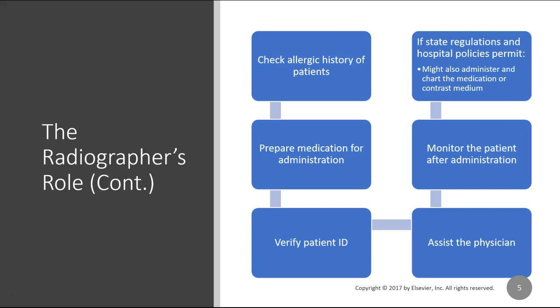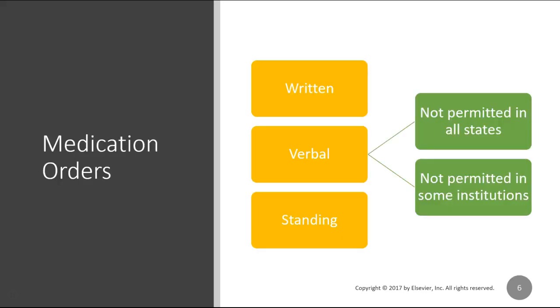Okay, so what we're going to do is check the history on the patient. We need to know if there's any history of allergies. We need to prepare the medication for administration. We have to verify the patient's ID to ensure that we're giving it to the correct patient. We're going to assist the physician if he or she is going to be giving the medications for us. And it's our job to monitor the patient after the administration. If state regulations and hospital policies permit, we might also administer and chart the medication or contrast medium. And yes, as technologists, we inject contrast medium.